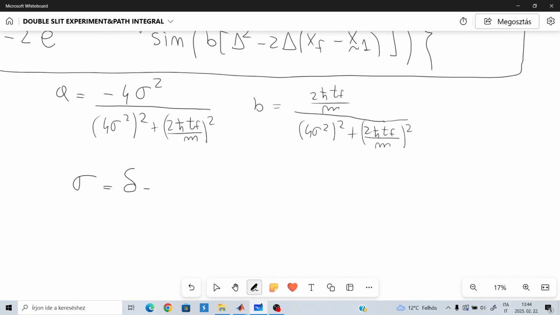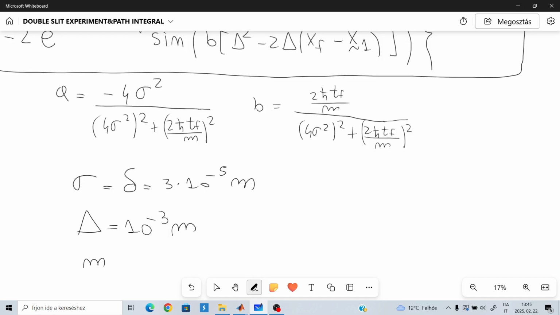And I choose this value to be 3 times 10 to the minus 5 meters. So they are very small slits. And then I have capital delta. Remember that this is the distance between the two slits, and it should be a number which is larger than this lowercase delta. And I will choose it to be 10 to the minus 3 meters.